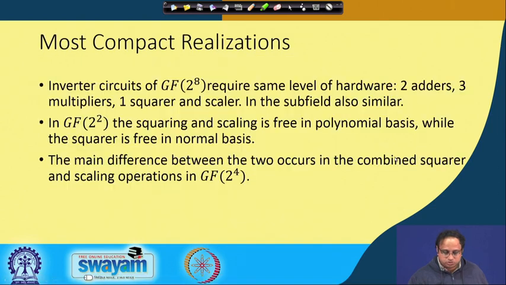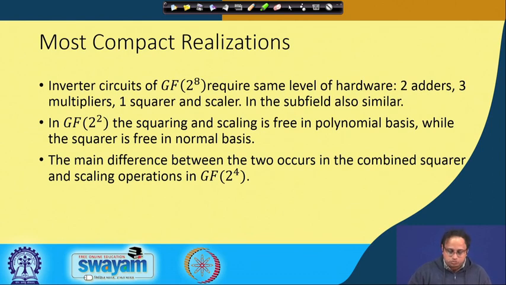Now let us take a look at the comparisons, because we have derived quite a number of equations, normal basis and polynomial basis. Let us take a final look at how we can compare. What we have seen is that when we are trying to go into compact realizations, the inversion circuits of GF 2 power of 8 require roughly the same level of hardware. Comparing the two circuits, you will see there are 2 adders, 3 multipliers, 1 square and 1 scalar. So there is not much to distinguish one from the other.